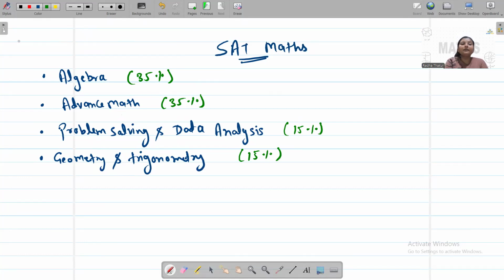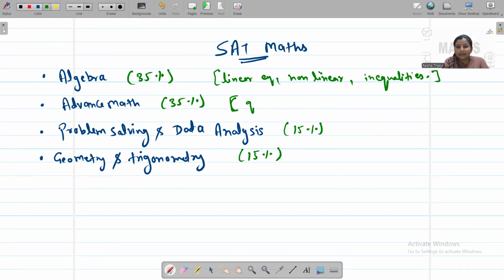Now you may be wondering what subtopics are included in algebra, advanced maths, problem solving, geometry and trigonometry. In algebra, all the simple topics like linear algebraic expressions, linear equations, non-linear equations. Then you may have inequalities as well. These are the subtopics for algebra.